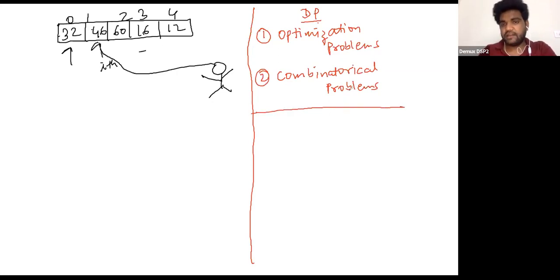So this question falls under which category? Does it fall under any of these categories? If it does, under which category does it fall? Optimization. Yeah, you have to maximize the total amount of money that the robber can rob from the house. So it falls under the optimization category, and from there I infer that I will at least try using dynamic programming for this question.